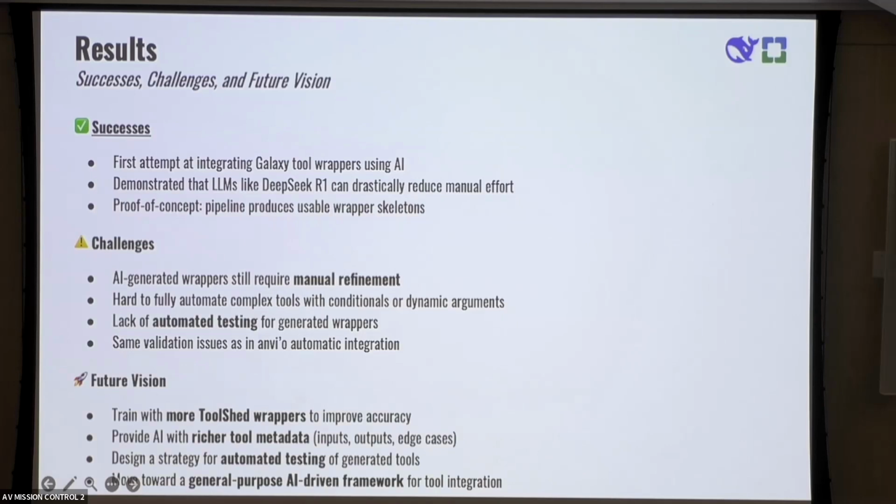With that said, our future is very clear now: extending the training of the DeepSeek model with tools from the Galaxy toolshed will definitely improve the model's capability in generating these well-structured and functional wrappers. And also providing more precise and detailed information about the tools will definitely be beneficial. It will for sure perform much better than simply copy-pasting the content of a web page. And I'm going to conclude.